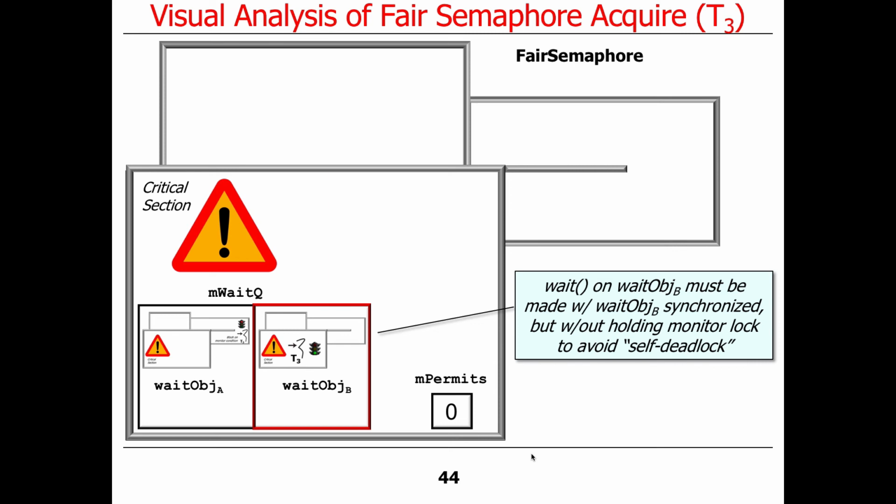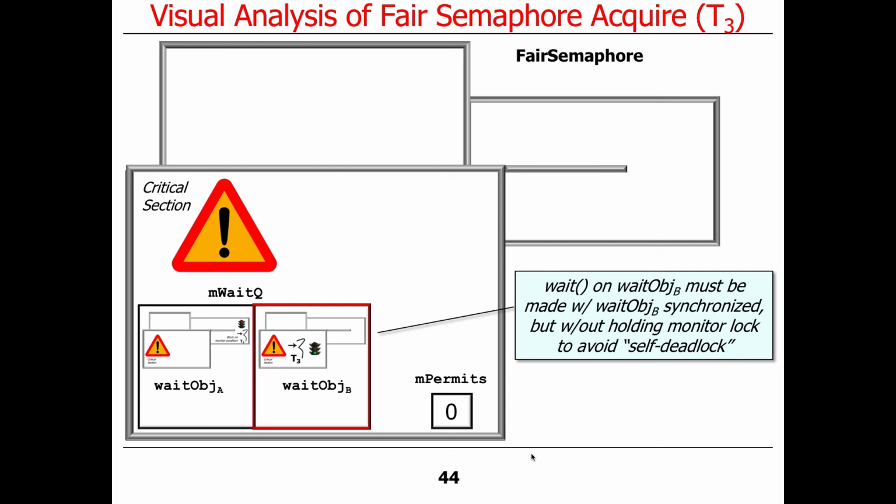Now we'll be waiting on wait object B, which is different from wait object A. Once again, we have to make sure that we do this without holding the fair semaphore's intrinsic monitor lock, to avoid self-deadlock. Really, really important. Do not get self-deadlock. I guarantee you, if you do not do this correctly, you will run the tests and stuff will freeze, and you'll get a weird exception that says your test timed out after 2,000 milliseconds or whatever the number is, and you will post a message to the discussion board saying, why is my test failing with this weird error?